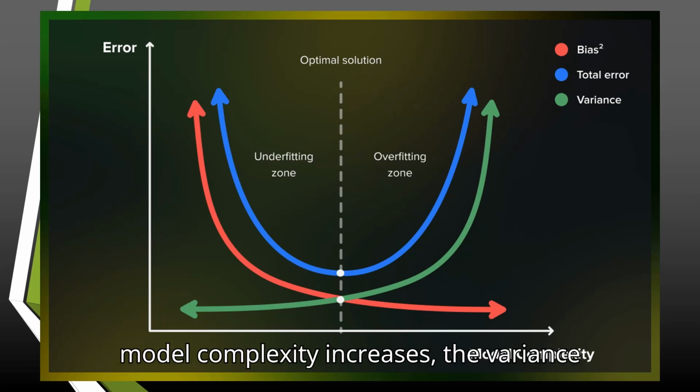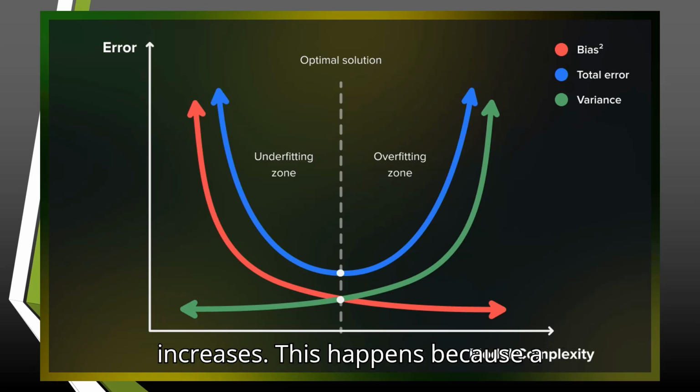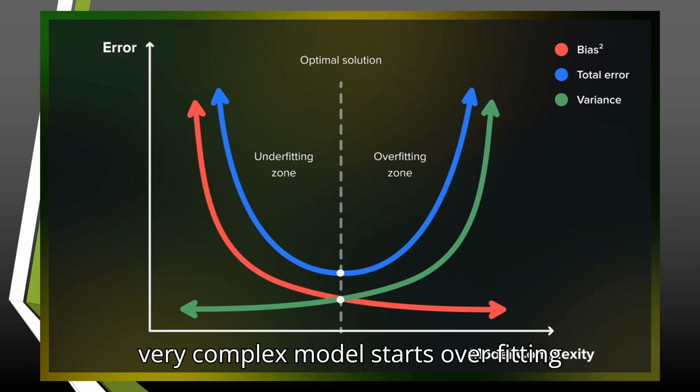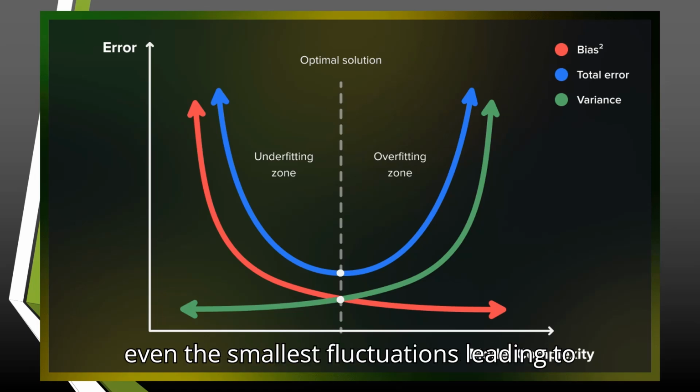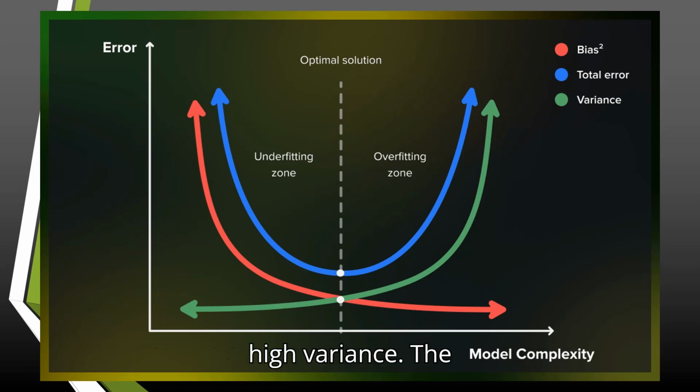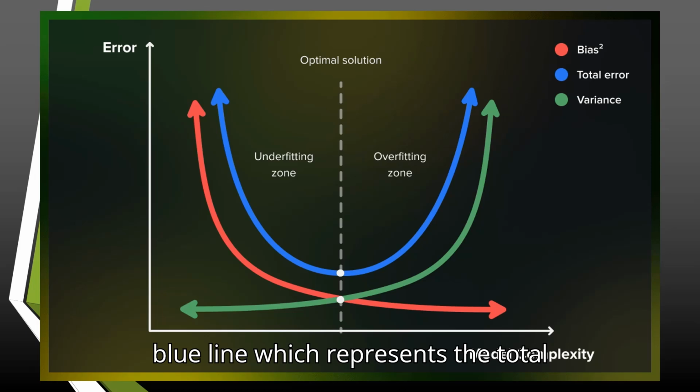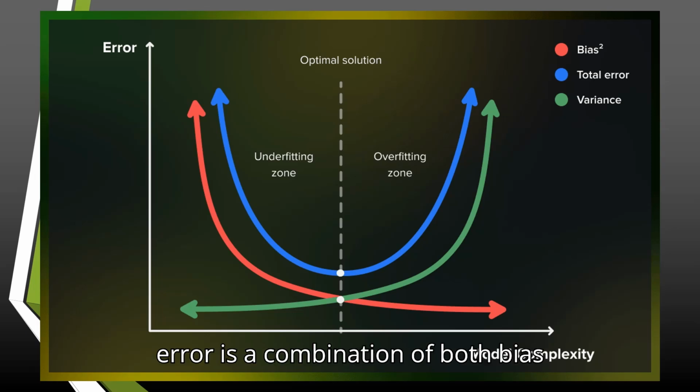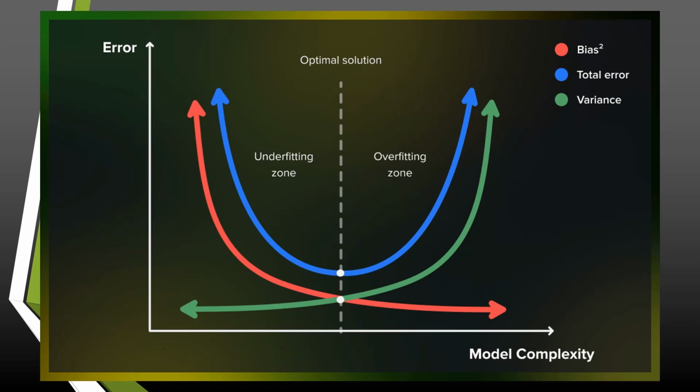Now let us talk about the green line, which represents variance. As the model complexity increases, the variance increases. This happens because a very complex model starts overfitting the data. It becomes too sensitive to even the smallest fluctuations, leading to high variance. The blue line, which represents the total error, is a combination of both bias and variance.